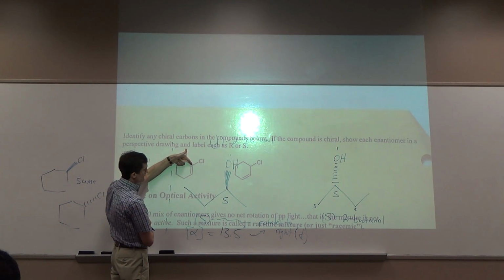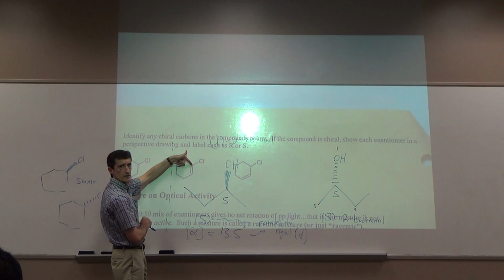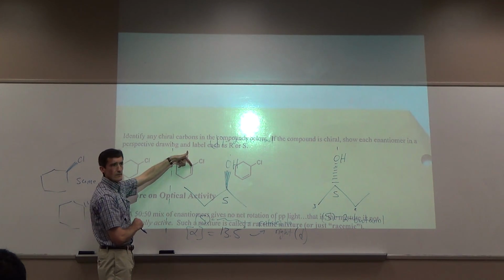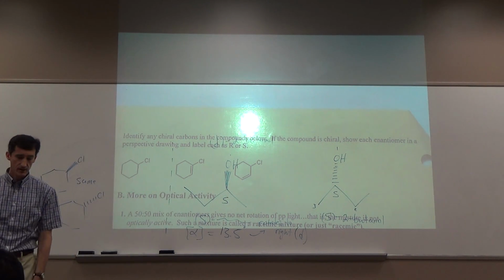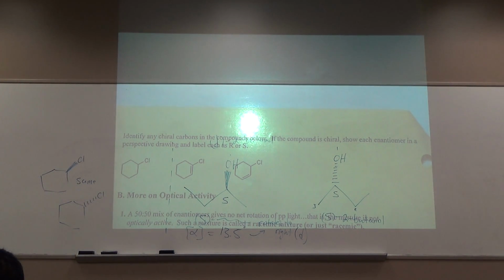Okay, over here, is there any chiral carbon here? Is that carbon-carbon? What's the hybridization of that carbon? sp2, trigonal planar. A planar carbon is not chiral. A planar object, as long as it's symmetrical, that's what atoms are, has a plane of symmetry.